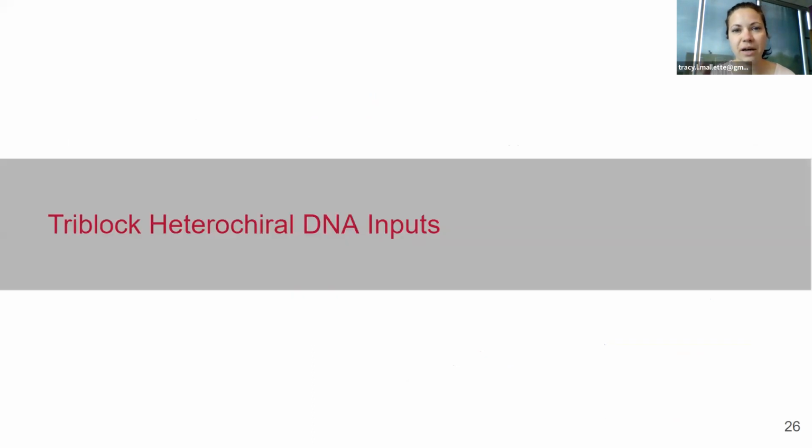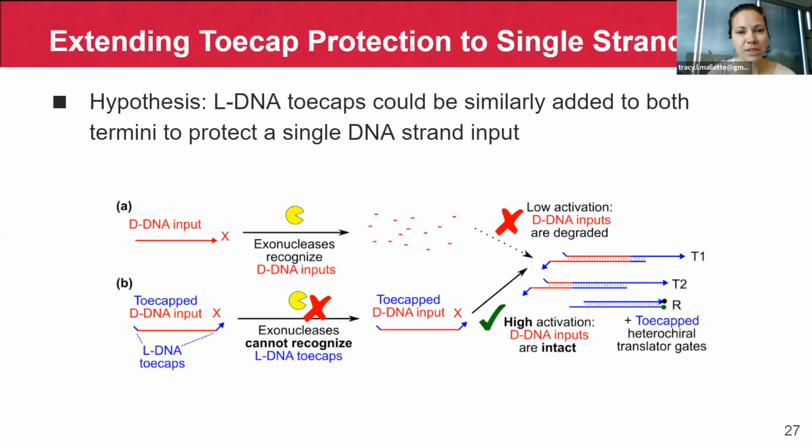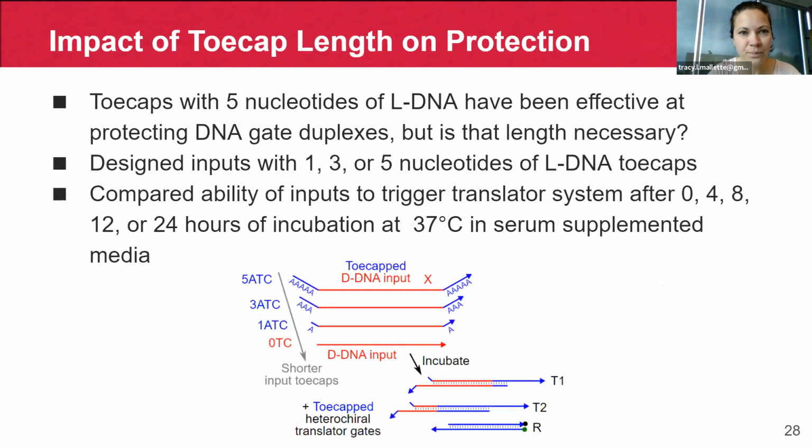So this was all protection of DNA duplexes, and we wanted to look at how we could use this Triblock heterochiral DNA as inputs. So we thought we could extend this: well, we've shown we can protect our circuit. Can we also protect that upstream input? A lot of different DNA circuits use single-stranded inputs as fuels or to trigger different parts of the cascade. So this was a pretty relevant test to do. And everything we did previously was with 5 nucleotides of LDNA. So that was effective at protecting the gate duplexes, but is that length really necessary for this single-stranded input?